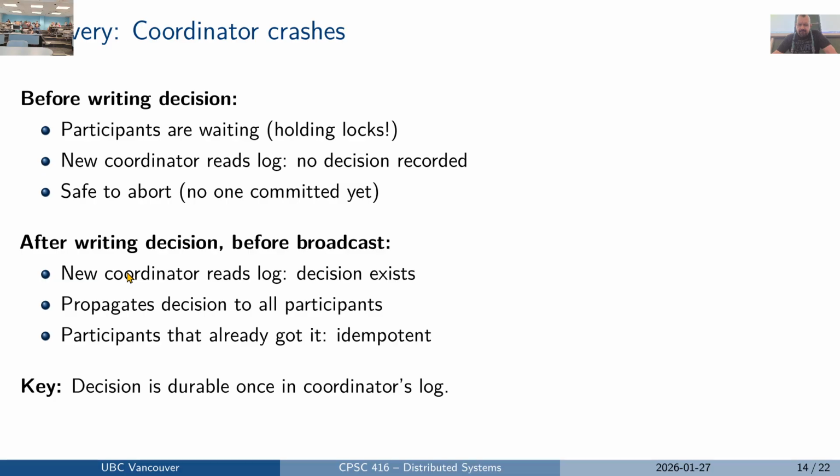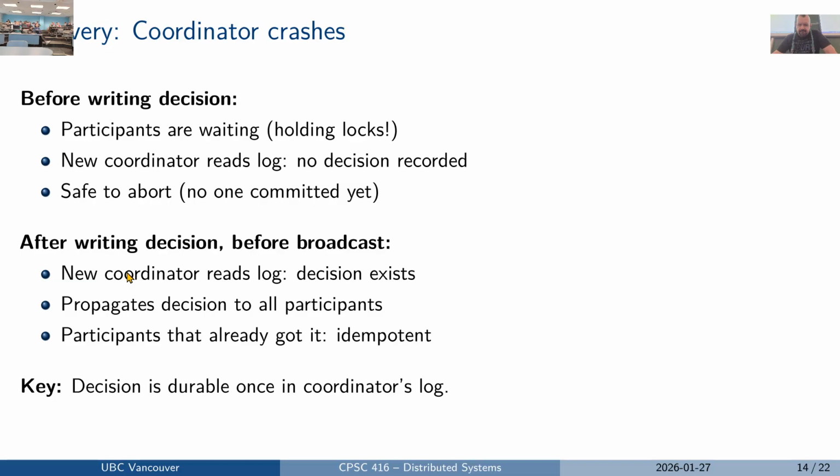Otherwise, you'd need to have some sort of recovery protocol to build on top of that to say, hi, this transaction was in the middle of being prepared. Can you tell me if you'd actually voted yet or not? So you have to go and regather the votes. That's a lot harder.